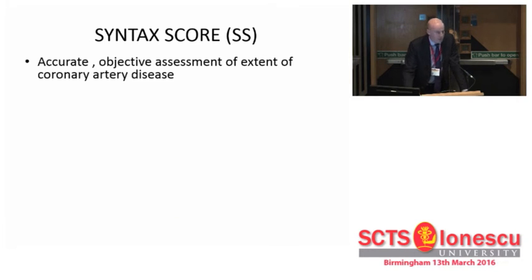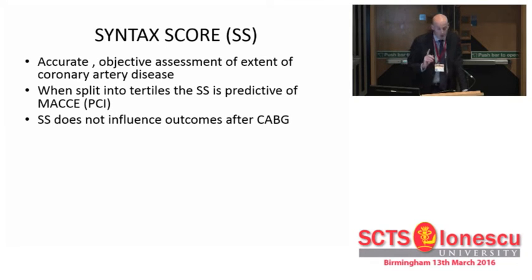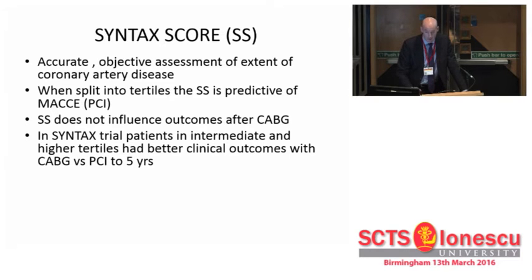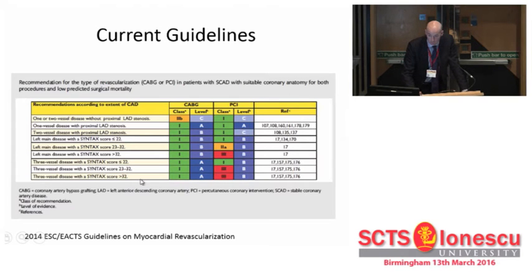So the syntax score gives us an accurate, objective assessment of coronary artery disease. When split into tertiles, it's predictive of MACE, particularly for PCI, not so much for CABG, where the outcomes were pretty much the same across the board. In syntax trial, patients in intermediate and higher tertiles had better outcomes with CABG out to 5 years. And in a recent pooled analysis, the syntax score is predictive of mortality, stent thrombosis, and MACE rates. And this is reflected in the current guidelines.